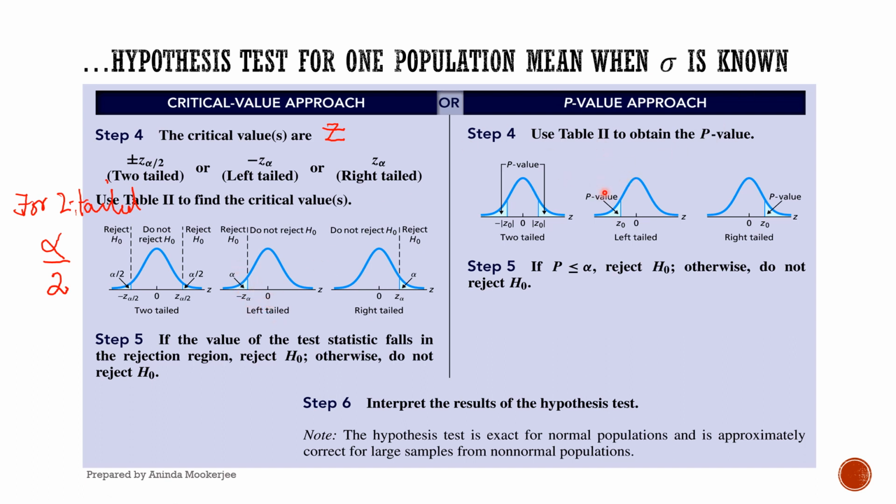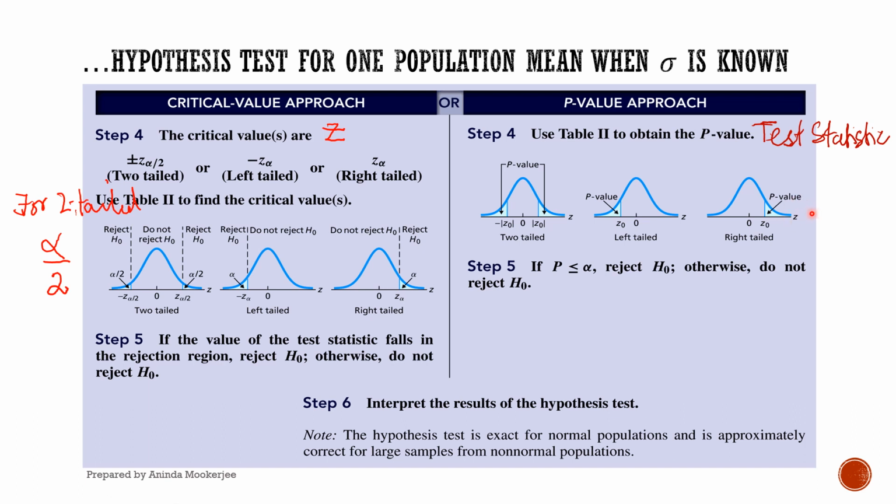For the p-value approach, we start with our test statistic value. All right, so we start with our test statistic value. There are no reject and do not reject regions as in the critical value approach. In the p-value approach, we take our test statistic and we place it on the curve and we find the area or the probability value.